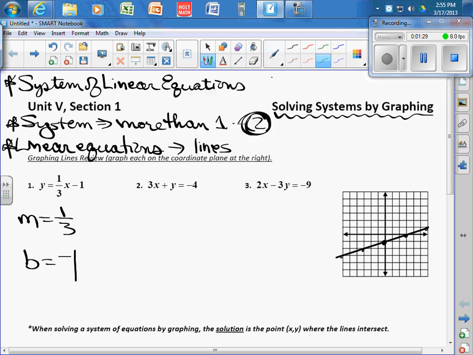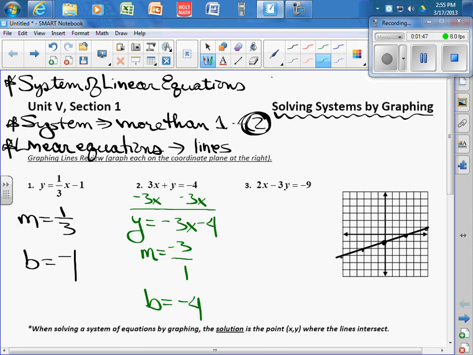In the second example, we're going to take 3x plus y is equal to -4, and we're going to solve for y by subtracting 3x from both sides of the equation. That'll get me y is equal to -3x minus 4, where the slope is -3 over 1, and the y-intercept is -4. That means we're going to start at -4 on the y-axis. We're going to go down 3 and right 1, but that takes me off the graph. So I'm going to go the opposite direction and go up 3 and left 1. Keep following that pattern all the way up the page, and from there you'll be able to draw your line.